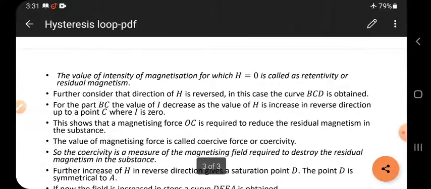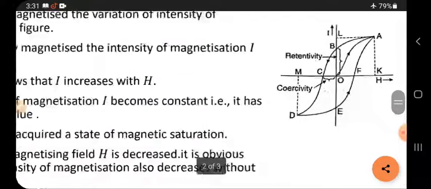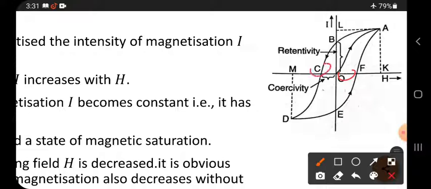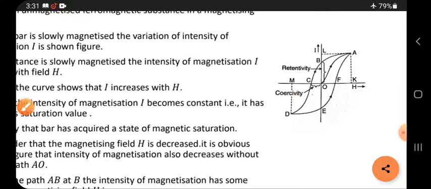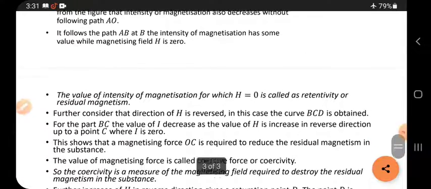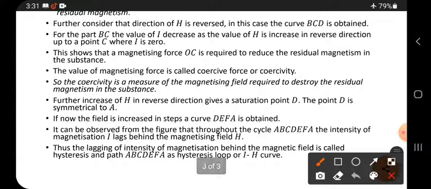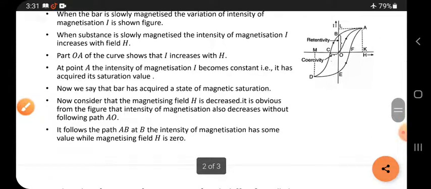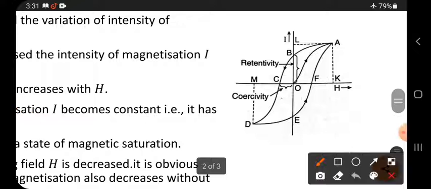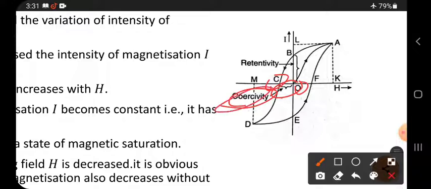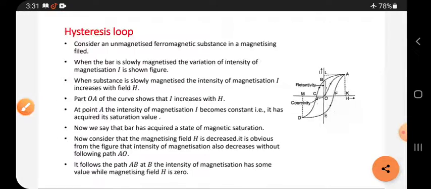OC, see the graph, from here to here is OC, that is called retentivity. That definition I am going to explain now. The value of the magnetizing force OC is called coercive force or coercivity. In the diagram, see coercive force or coercivity. So from O to C is called coercivity or coercive force. That much of H value is required to make the I value 0.